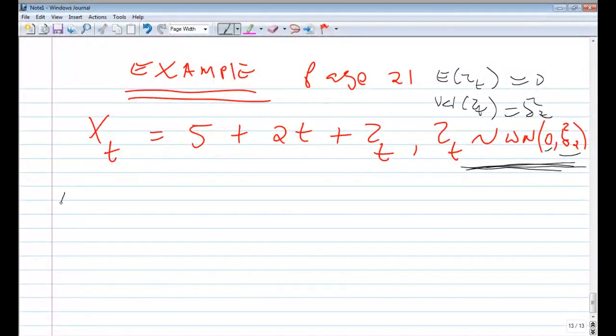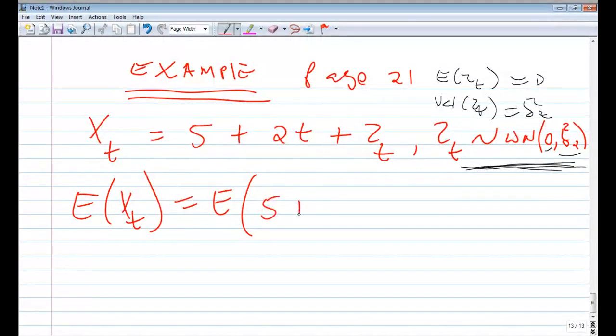Let's start with the expected value. Let me use this bigger, bold one so that you can see. So, the expected value of xt. In other words, you are introducing the expected value from left and right. So you introduce the expected value like this: 5 plus 2t plus zt. Then you're done. Then you continue to the second step. Okay.